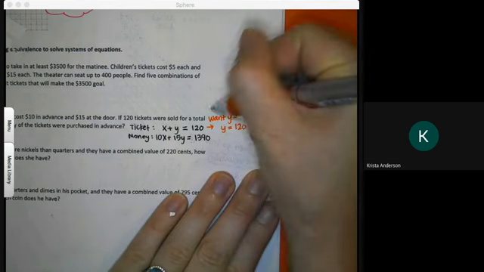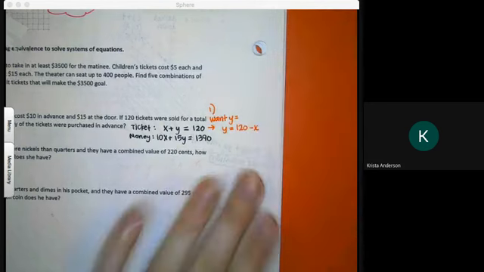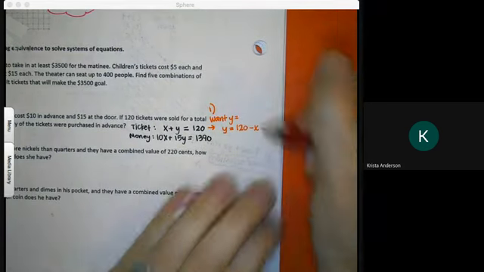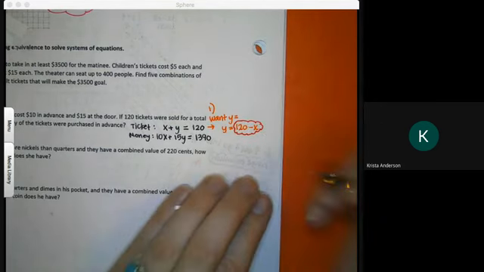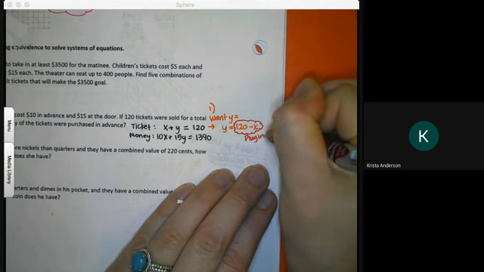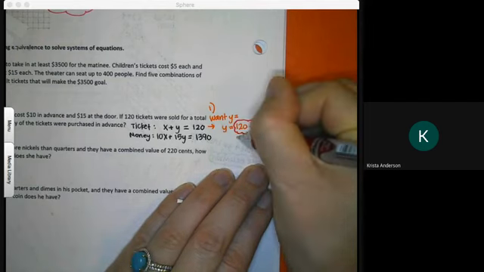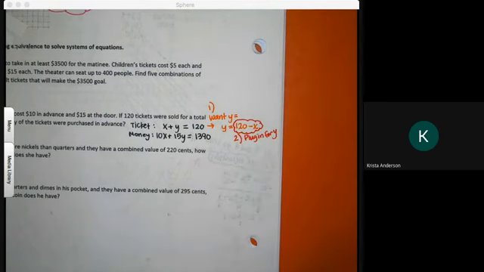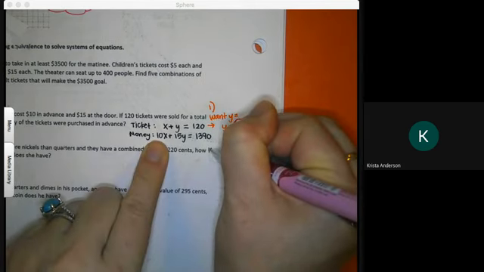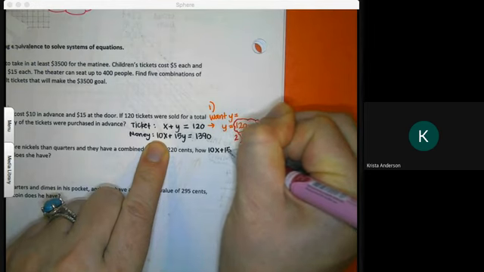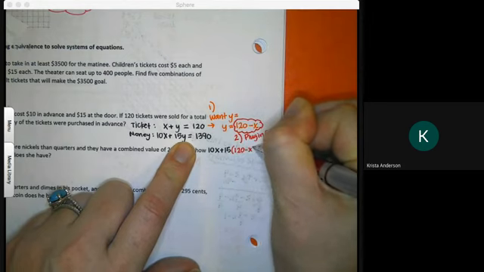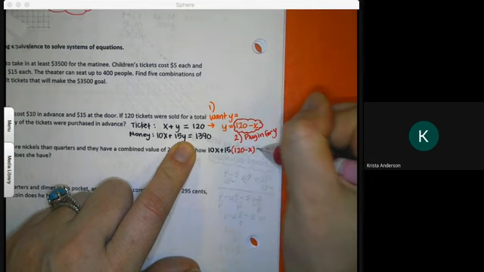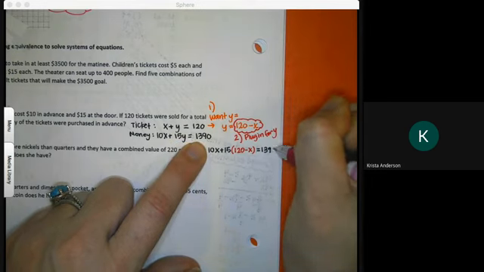That allows me to take this and plug it in for the y, which I'm going to run out a teeny bit of room. So I had 10x plus 15. I replace the y with 120 minus x, equals 1390.